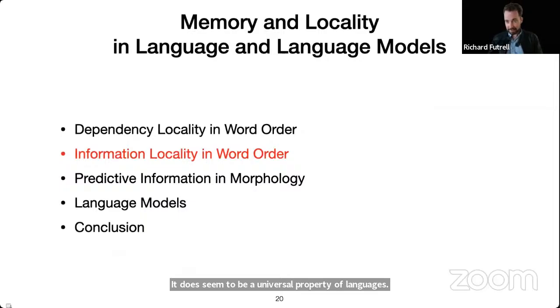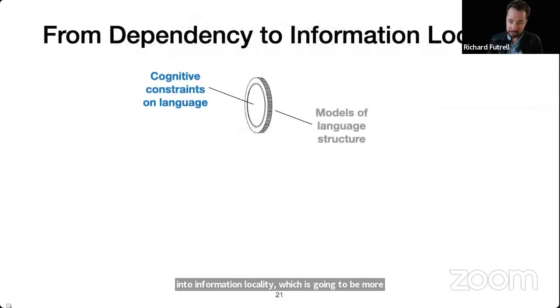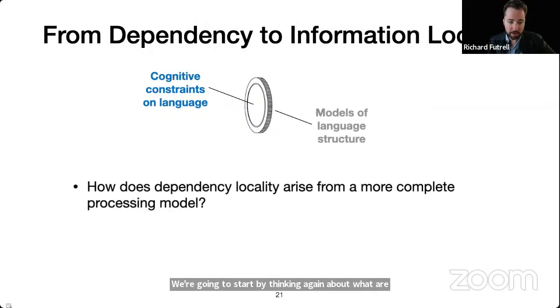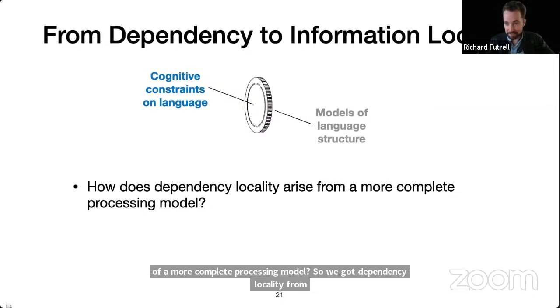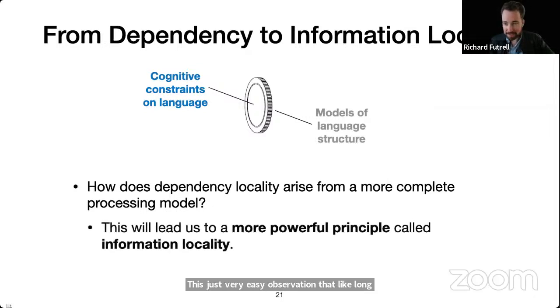Moving on, now we're going to upgrade from dependency locality into information locality, which is going to be more powerful. We're going to start by thinking again about what are the cognitive constraints on language. And we're going to think about where these dependency locality effects really come from in terms of a more complete processing model. We got dependency locality from this very easy observation that long dependencies correspond to memory difficulty. But how do you get that from a more principled model? Turns out that's going to lead us to a more powerful principle called information locality.